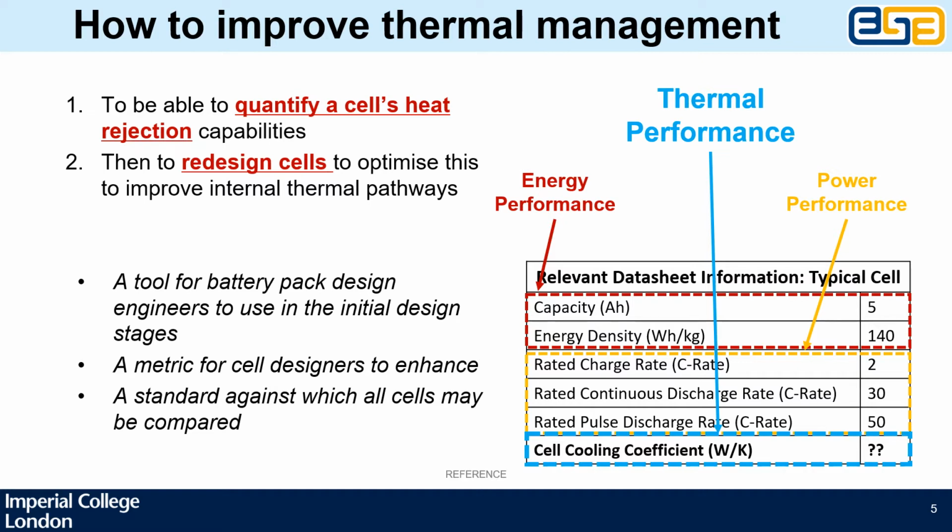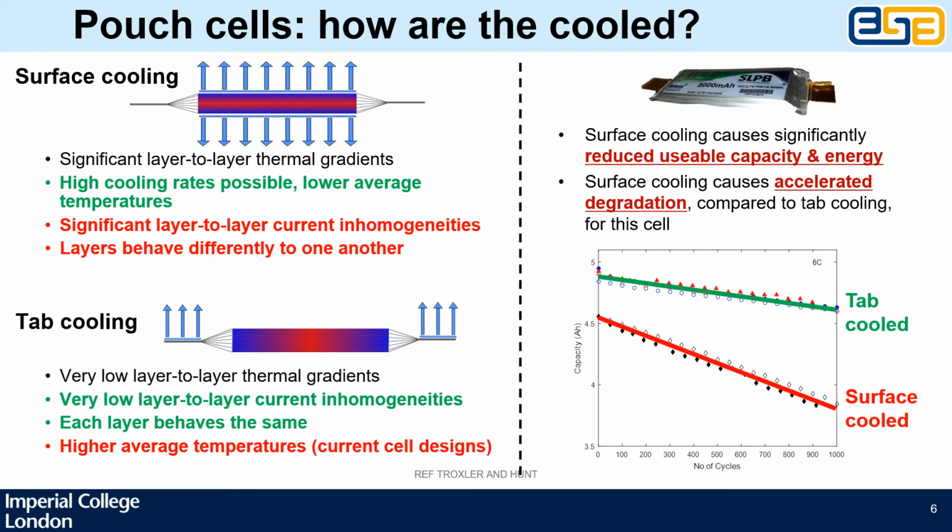In time, the cell cooling coefficient can become a metric for cell designers to enhance and a standard against which all cells can be compared. For the purposes of this presentation, we are going to focus on pouch cells. They are made up of layers of electrode stack in a sandwich-like format with tabs that are connected to each layer. Pouch cells can be cooled through their tabs, but surface cooling dominates in the battery industry today.